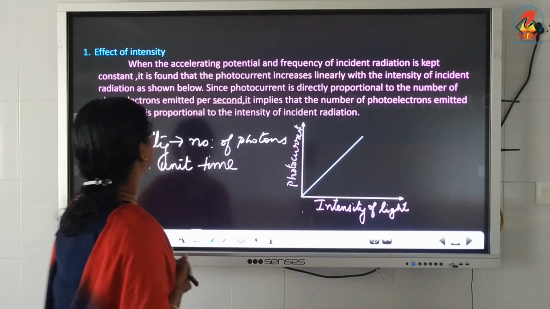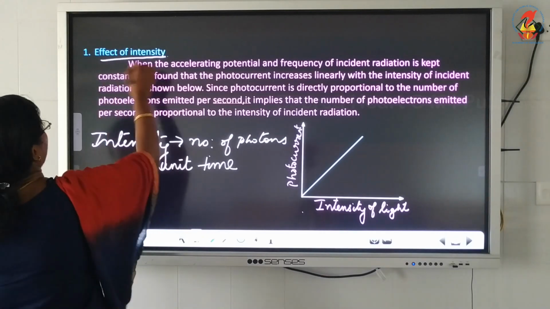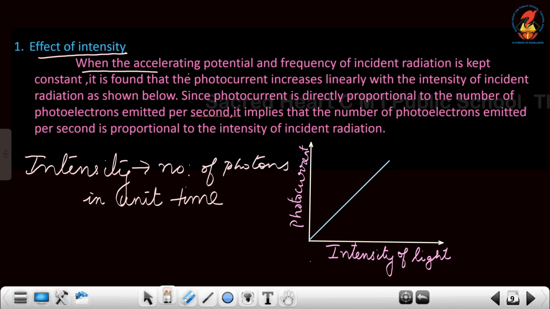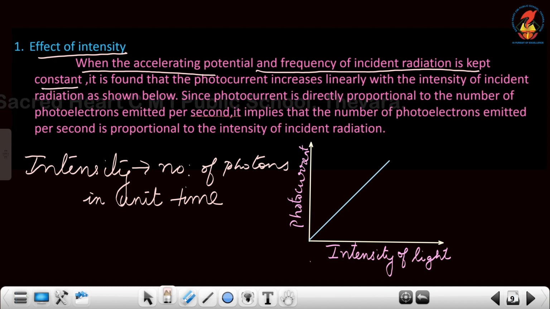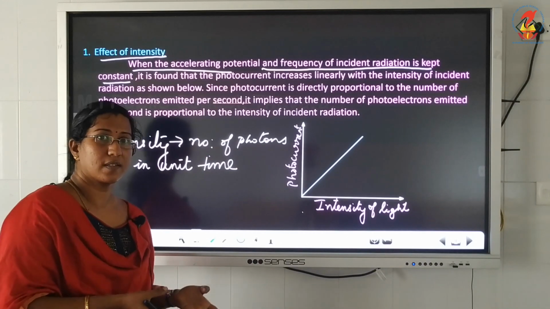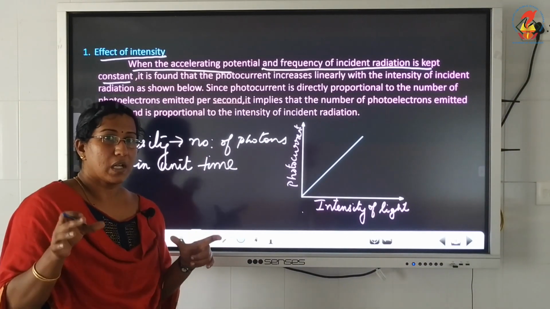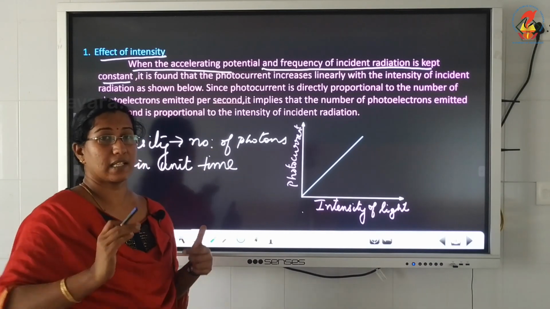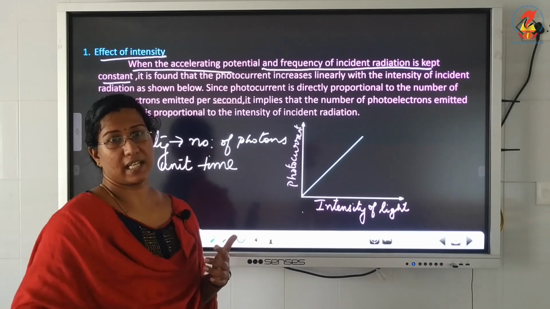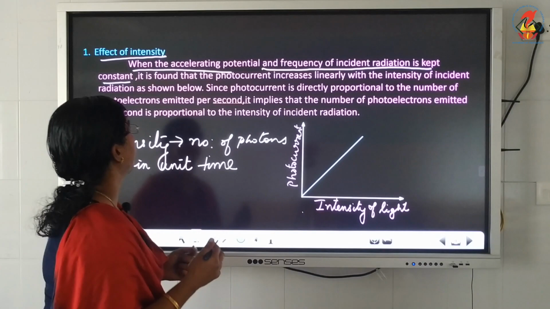So, the effect of intensity on the photoelectric effect, when the accelerating potential and frequency of the incident radiation are kept constant. Here one important point is that the external supply is kept constant, and the frequency of the incident photon is also kept constant. Only what is changing? The intensity, that is the number of photons hitting the surface per second, is changing.